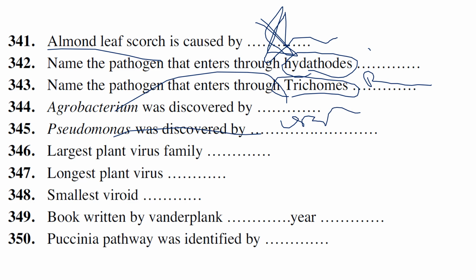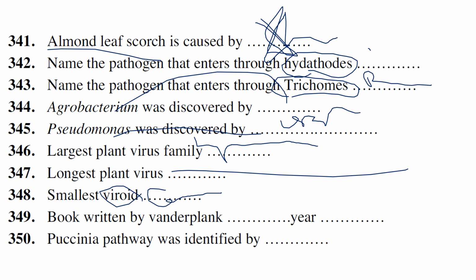The largest plant virus family, Potyviridae, is considered to be the largest. The longest in length is Closterovirus, probably 1000 or 2000 nanometers, I'm not sure. The smallest viroid: there is a viroid called coconut cadang-cadang. Cadang-cadang means dying. Coconut cadang-cadang is reported to be the smallest, consisting of just 246 nucleotides. And the next one is a book written by Van der Plank.